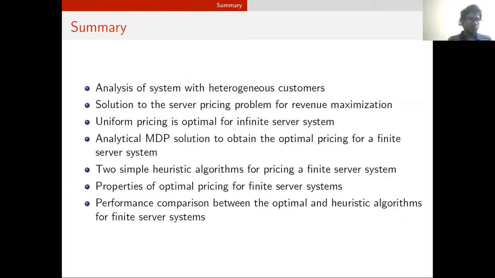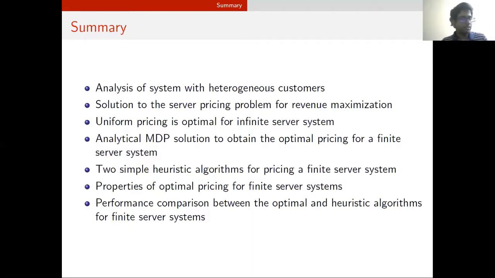So in summary, what we have done is the following. We have done the theoretical analysis of a system with heterogeneous customers taking values from a distribution. We have solved the server pricing problem for revenue maximization. We also observed that uniform pricing is optimal for infinite server systems. However, for finite server systems, it's not optimal. We obtained an analytical solution to the optimal pricing for a finite server system.